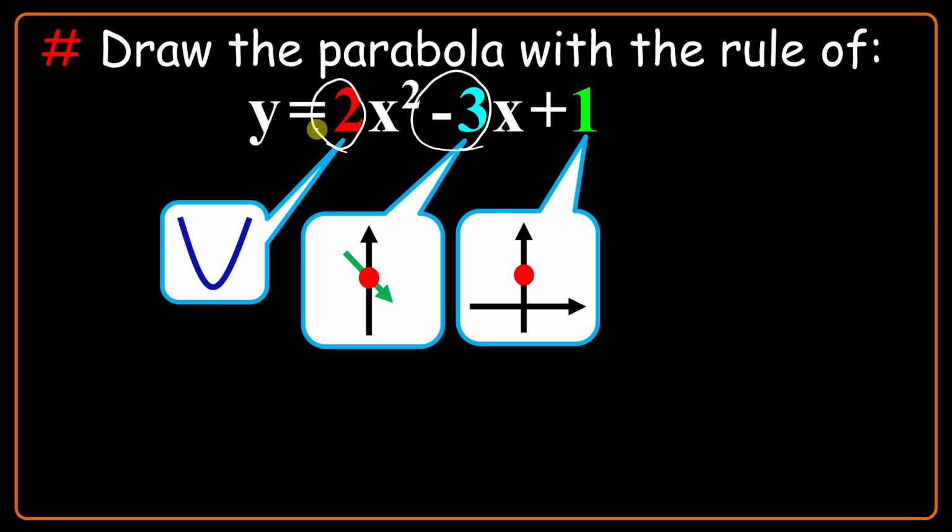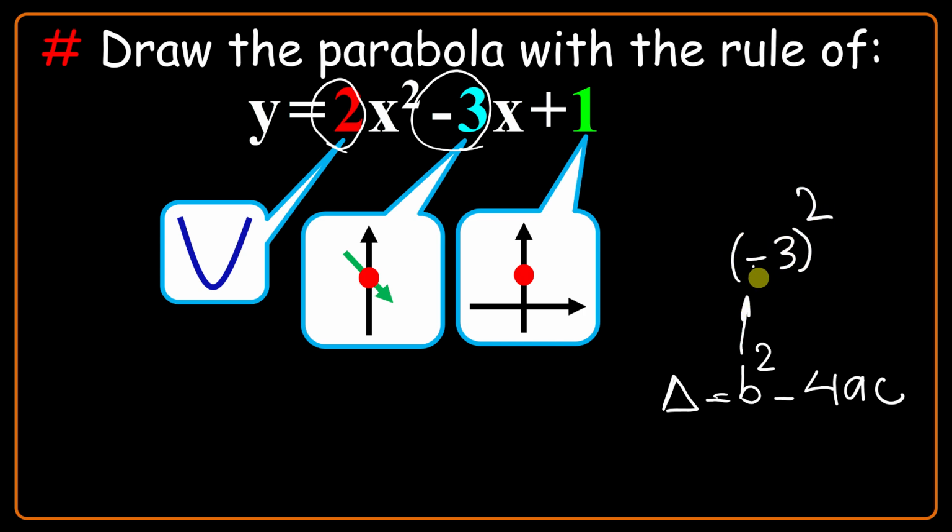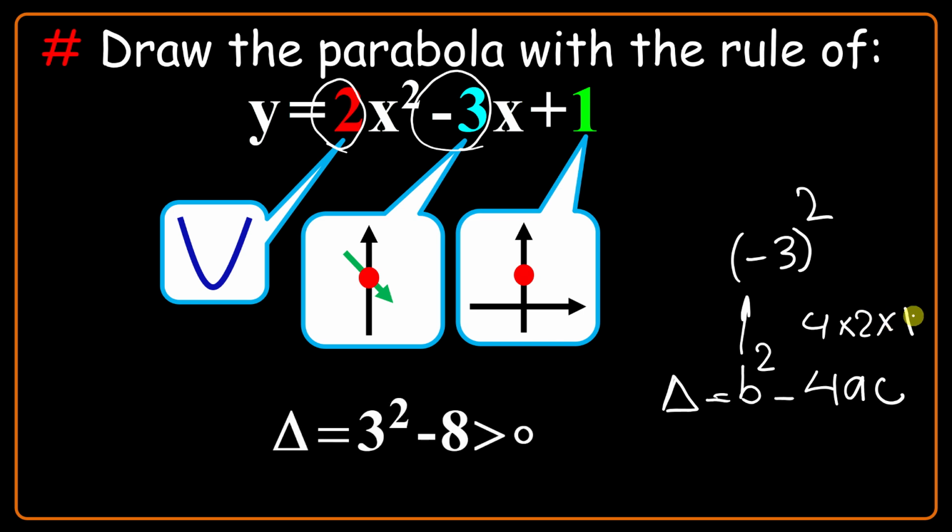What about the roots? The existence of roots is tightly dependent on delta, the determinant. Delta was b squared minus 4ac. So I will substitute the values. B is negative 3 to the power of 2. You can even forget about the sign here, because whether negative 3 or positive 3, it raised to the power of 2 is positive. 4 times a, which is 2, times c, which is 1. Delta is positive, it is 1. So we necessarily have two separate roots.